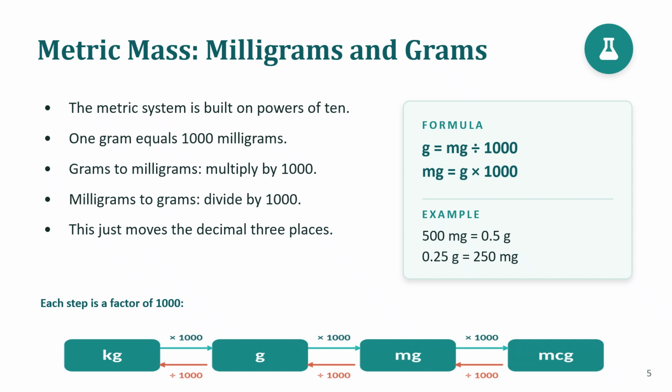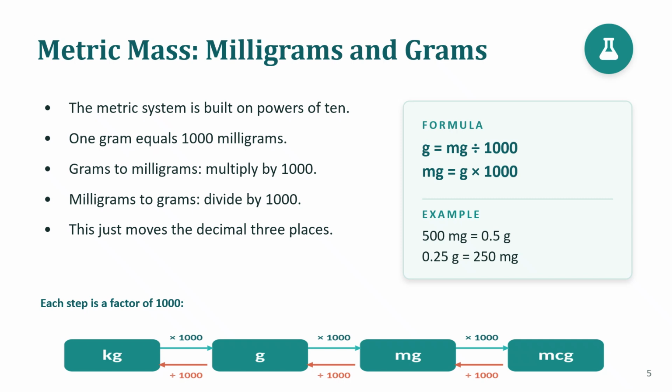Because the factor is 1,000, converting is really just moving the decimal point 3 places. Going to the smaller unit, milligrams, move the decimal point 3 places to the right. Going to the larger unit, grams, move it 3 places to the left. For example, 500 milligrams equals 0.5 grams, and 0.25 grams equals 250 milligrams.